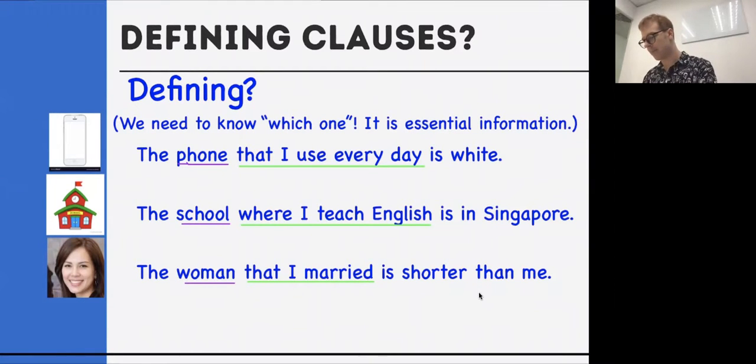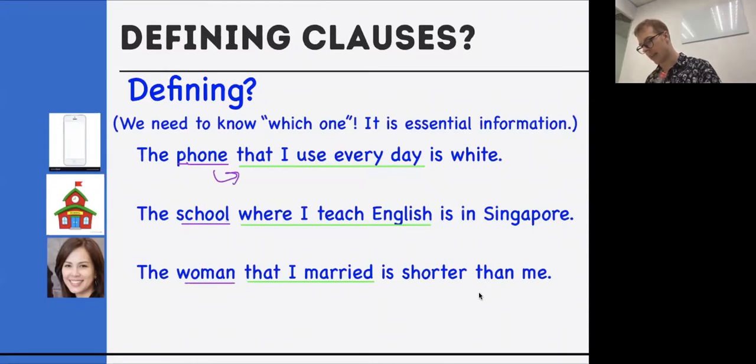So here I got my phone. I'm going to say the phone that I use every day is white. This is a true story, not lying to you guys. This is the phone that I use every day. It is white. So I can say the phone that I use every day is white. And again, easy, easy.